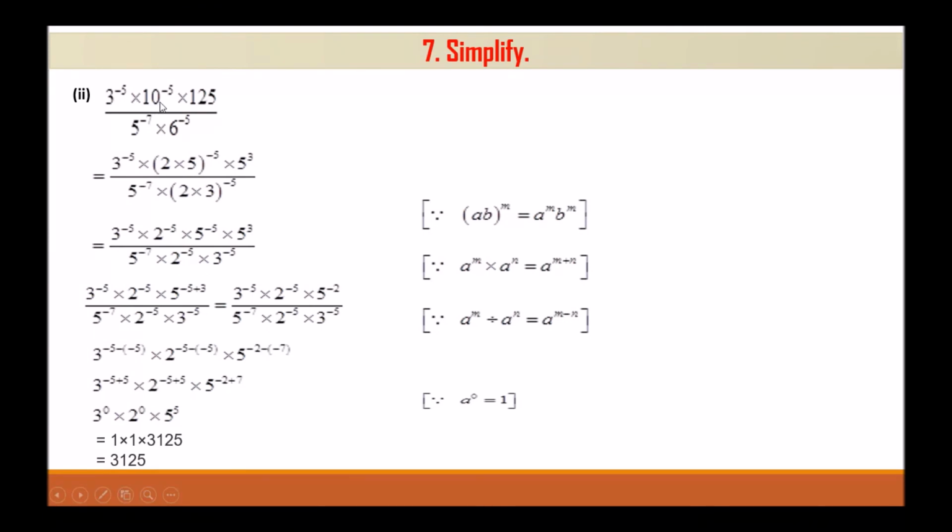Second, 3 raised to minus 5 into 10 raised to minus 5 into 125 upon 5 raised to minus 7 into 6 raised to minus 5. So 3 raised to minus 5 into (2 into 5) whole bracket raised to minus 5 into 5 raised to 3 upon 5 raised to minus 7 into (2 into 3) raised to minus 5. So 3 raised to minus 5 into 2 raised to minus 5 into 5 raised to minus 5 into 5 cube upon 5 raised to minus 7 into 2 raised to minus 5 into 3 raised to minus 5. Here 2 raised to minus 5 and 3 raised to minus 5 can be cut.